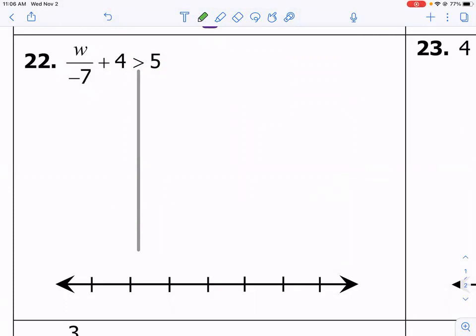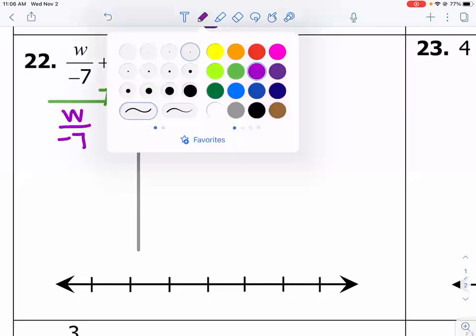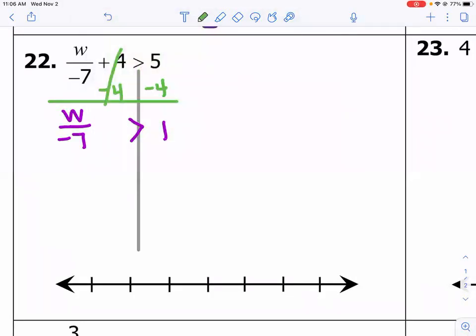Bella, what's our first move to solve this problem? We need to subtract 4 from both sides. Is there anybody that disagrees with Bella's suggestion? Okay, so it's a good one. So we have W over -7 is greater than 1. Oh, that's nice. Okay, Tyler, what do we do next?